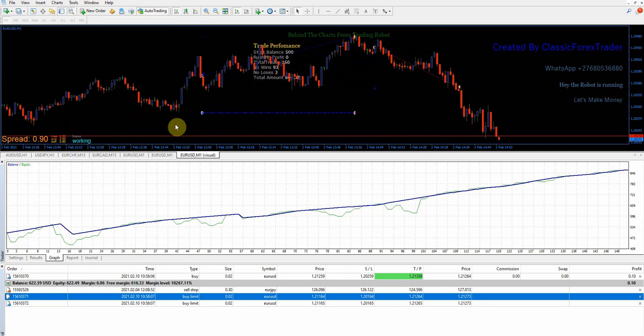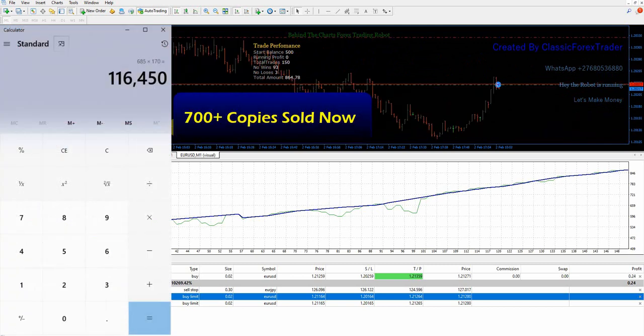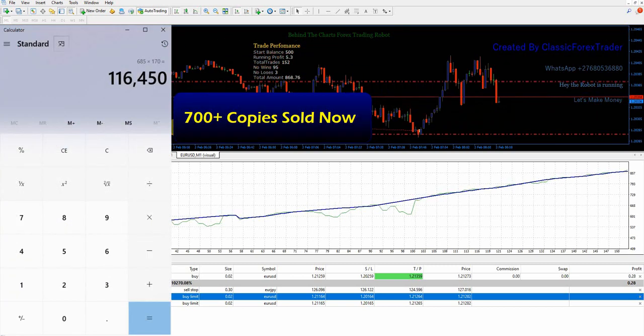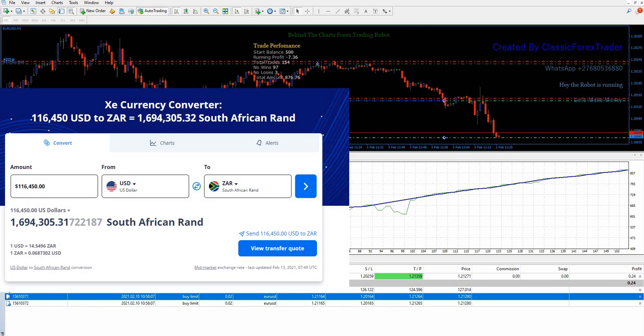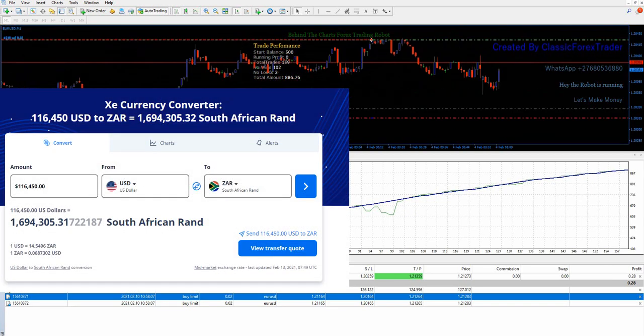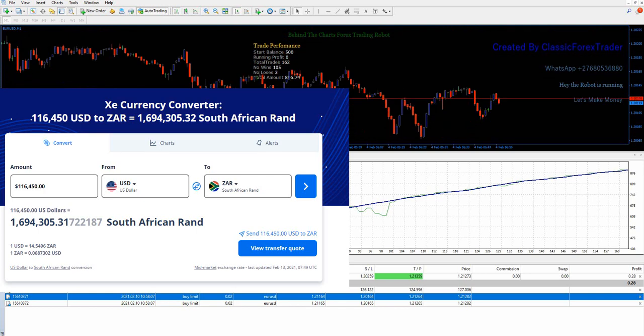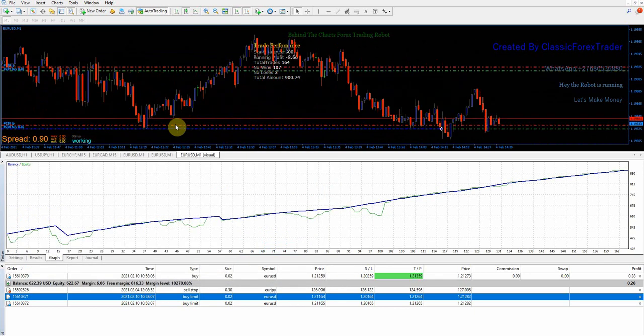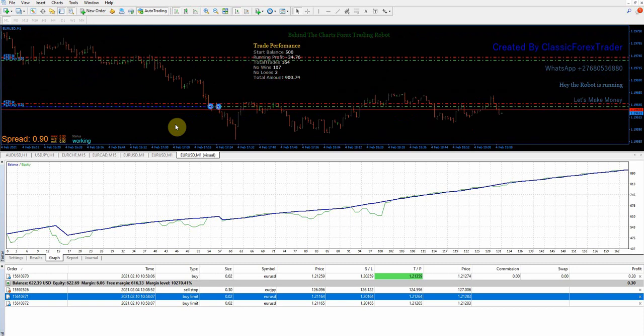At the making of this video, Mr. Classic Trader had sold over 685 copies. That's over $116,000 worth of income. That makes him a millionaire in South Africa, making a clean 1.6 million South African rand. Most of his income has been made through selling this robot. He is not a trader, that's the hard truth, but he is a good marketing agent.